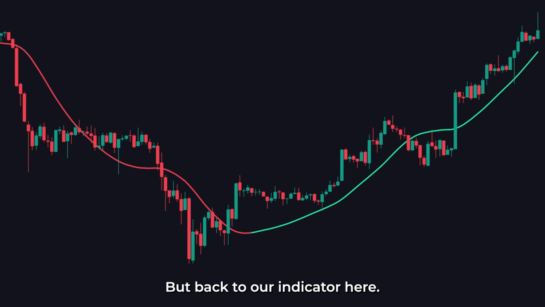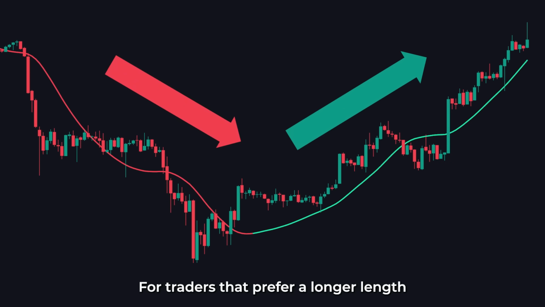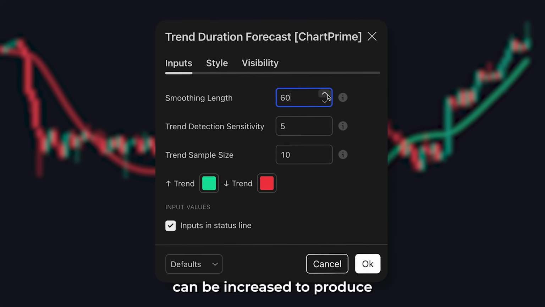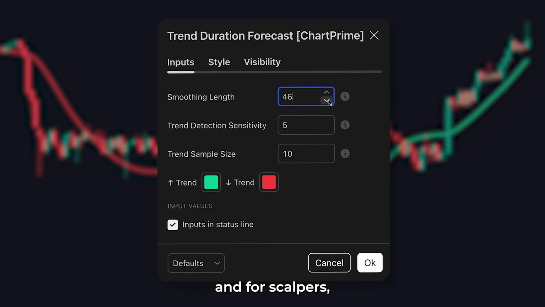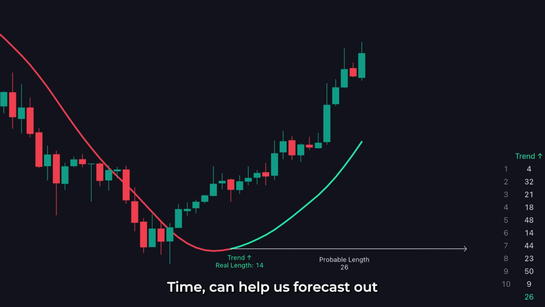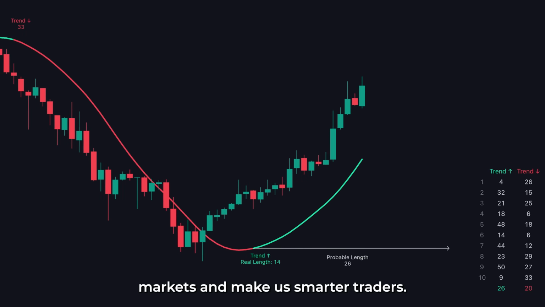But back to our indicator here. For traders that prefer a longer length swinging experience, trend sensitivity and length can be increased to produce smoother trend signals, and for scalpers this can be reduced. Analyzing a whole new dimension, time, can help us forecast out markets and make us smarter traders.